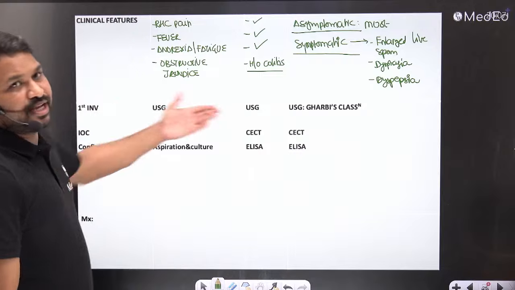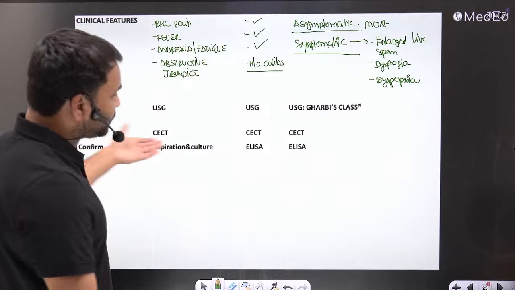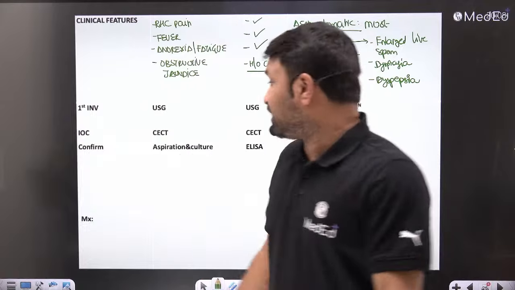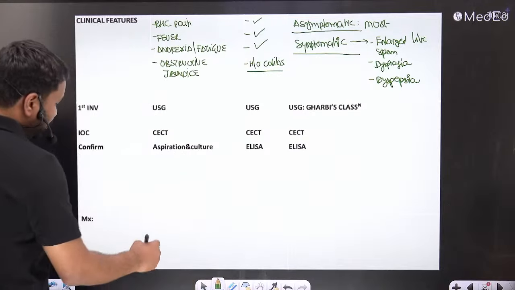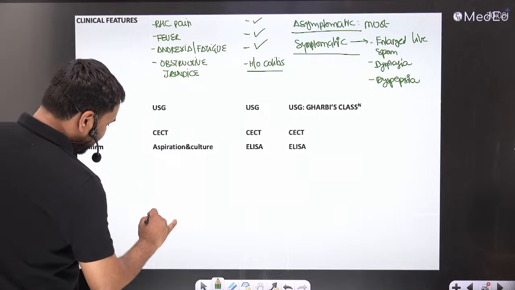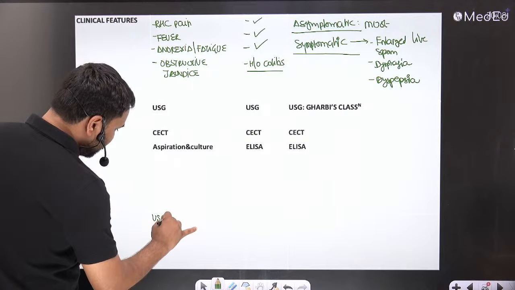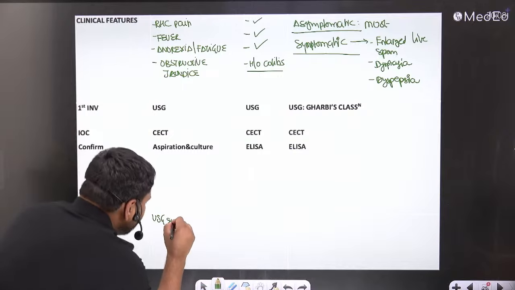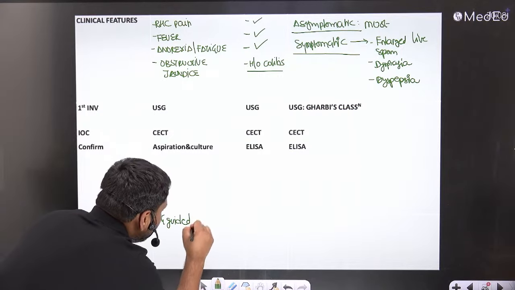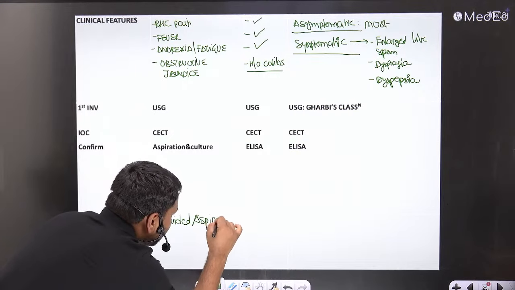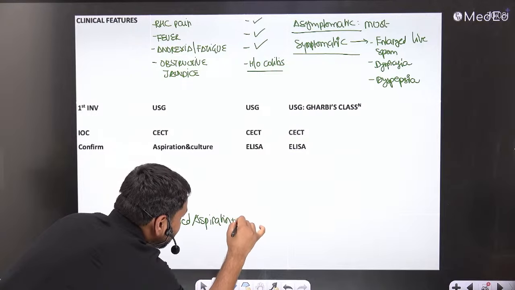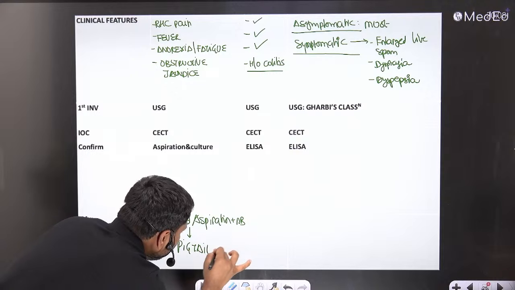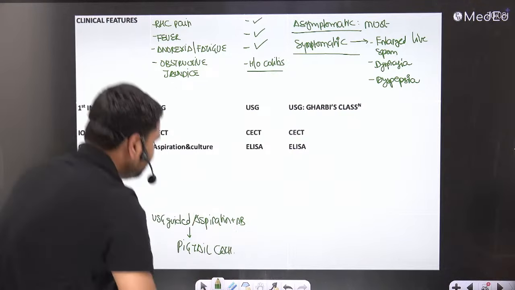So the first investigation for all of them is going to be ultrasound. The investigation of choice is going to be CT. To confirm bacteria, you can culture. Parasites, you cannot. Hence, it is ELISA. The management for pyogenic liver abscess is going to be your USG guided aspiration with antibiotics. If this fails, then I will insert a pigtail catheter.